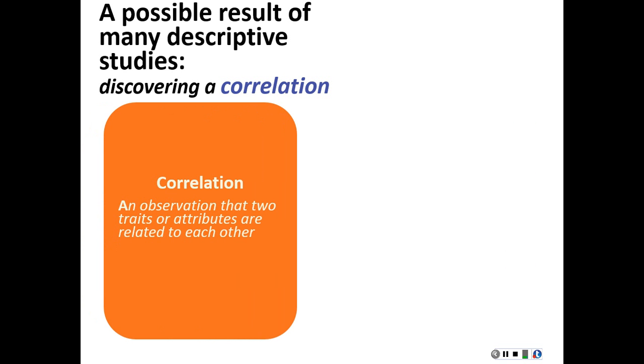Now, what happens when we do descriptive studies is that we oftentimes discover a correlation between two of the variables. Two of the things that we're observing, we start to notice seem to go together. A correlation is an observation that two traits or attributes seem to be related to each other, that we tend to see them together.